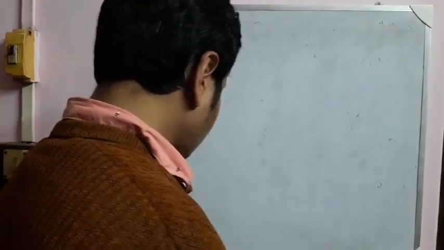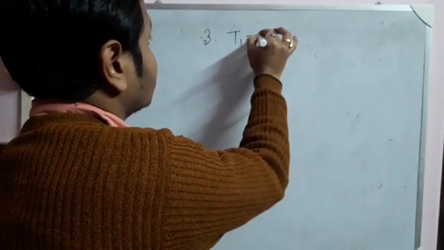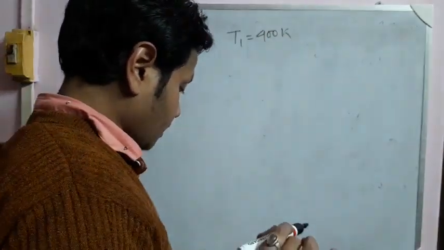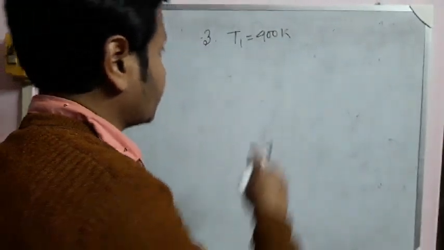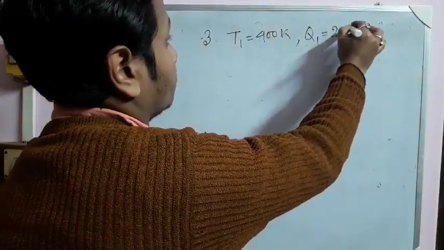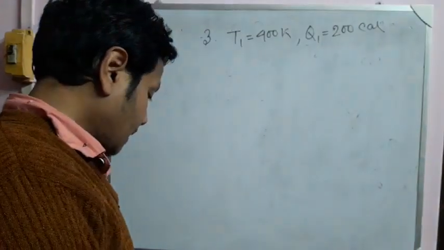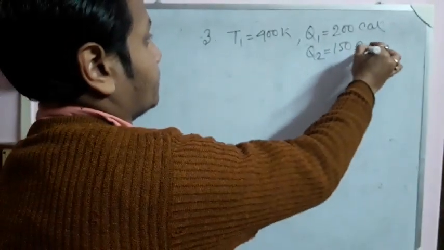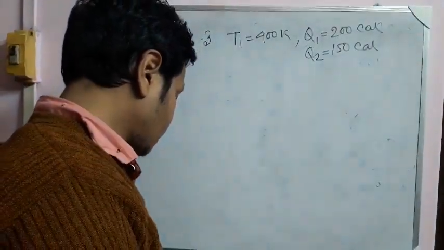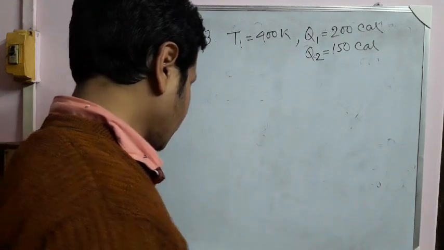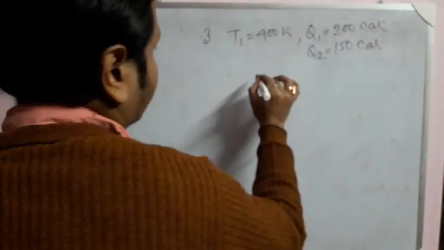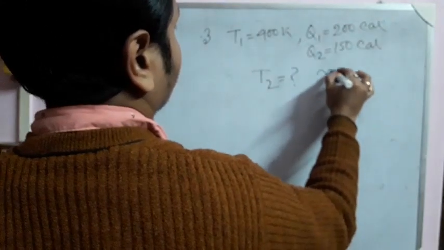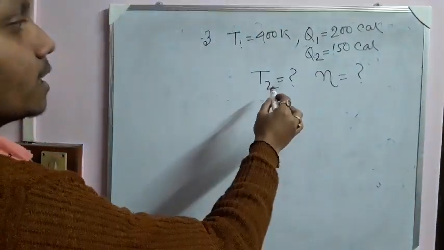Here given a Carnot engine whose source temperature is 400 Kelvin, and it takes 200 calorie of heat at that temperature. That means Q1 is 200 calorie, and it rejects 150 calorie heat to the sink. We have to find the temperature of the sink and also the efficiency. That means we have to find T2 and eta. So first we have to find T2.